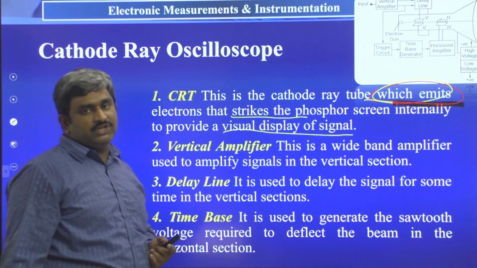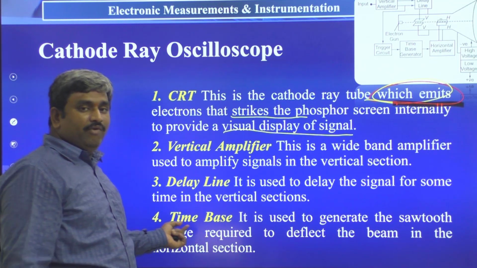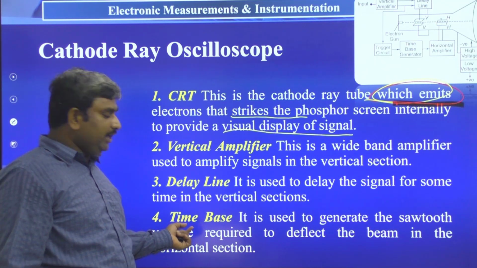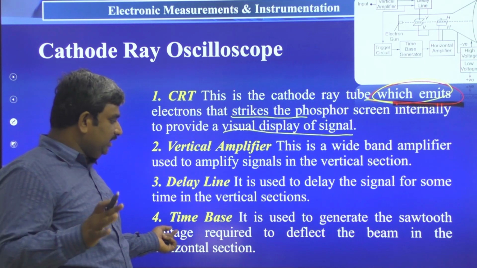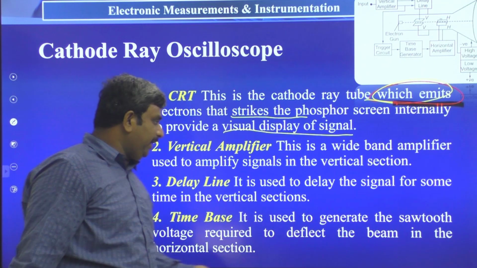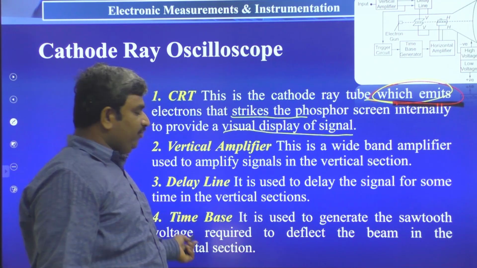What is the purpose of sawtooth voltage in the CRO? That we will discuss in the coming class. Why? Because in the next class only we have the sawtooth wave generator. At that time we will see clearly what is the use of sawtooth voltages to deflect the beam in the horizontal directions. Okay, these are the first 4 blocks.